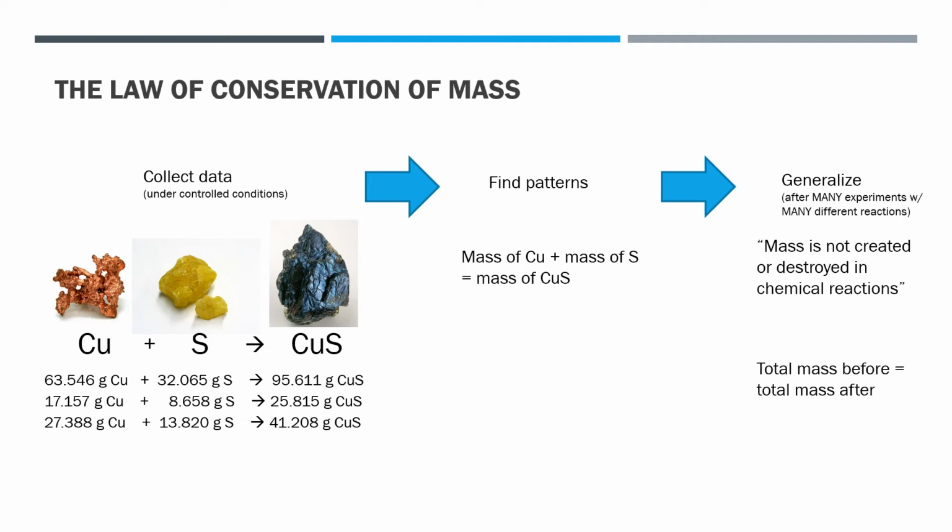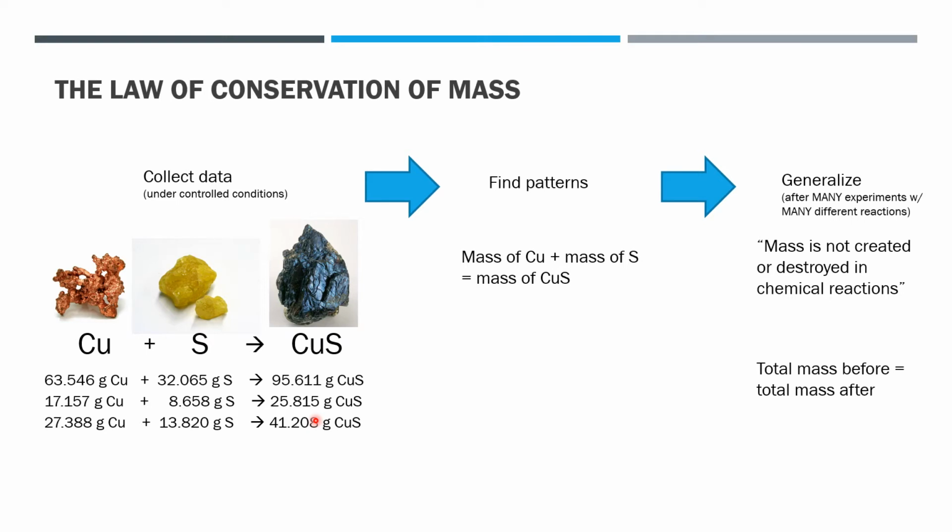We've already seen the steps for building a new law. Now here we've got the reaction that you saw in the title slide. Copper is reacting with sulfur to give you CuS, covellite, a mineral. Now in the data here, we've weighed the copper, the sulfur, and the covellite. Is there a pattern in the data?